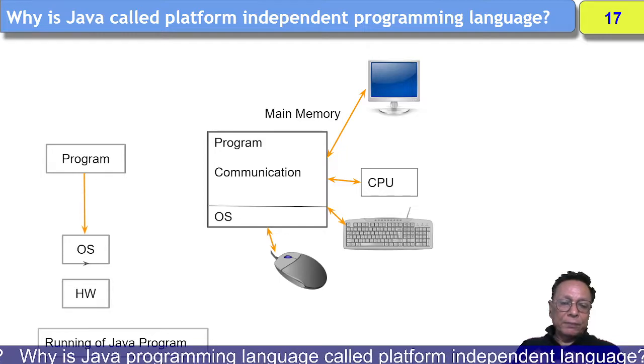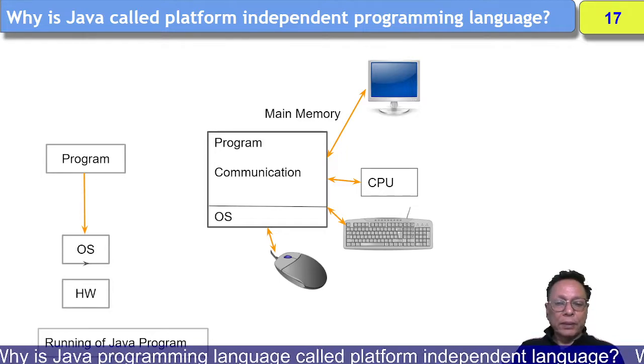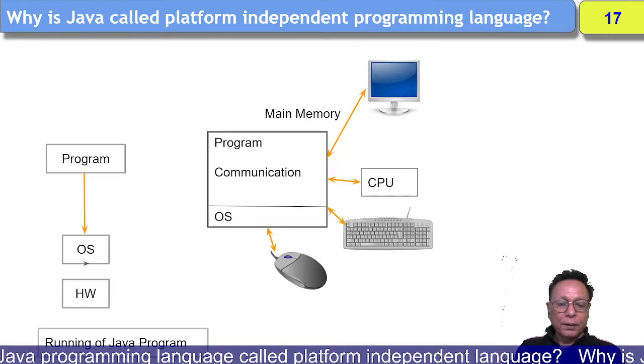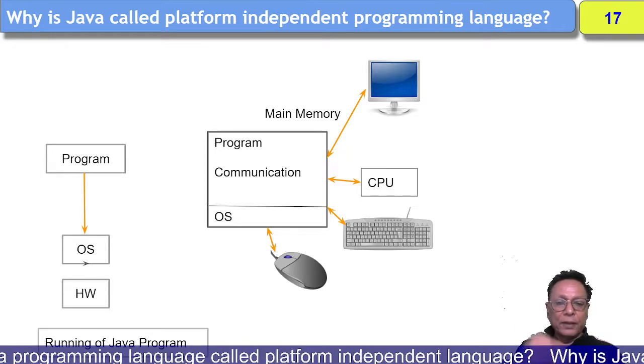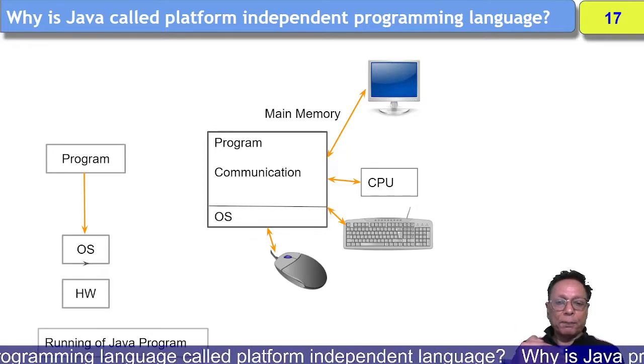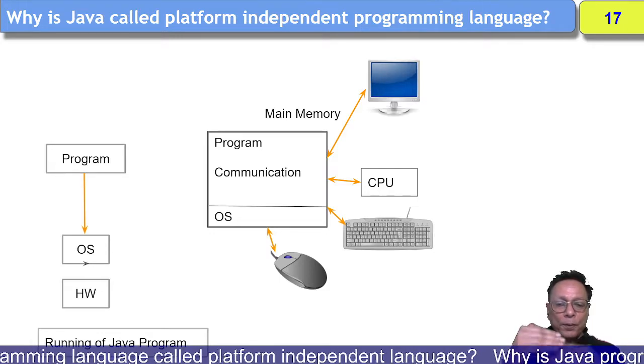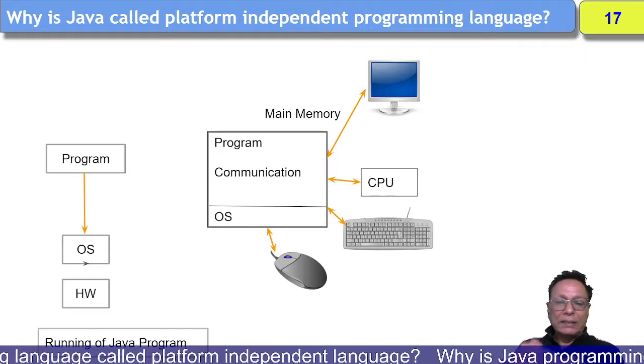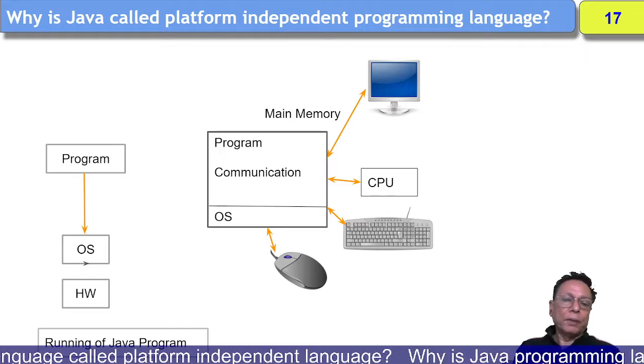So over here, it indicates that the operating system plays a very important role while executing the program. First is hardware, then operating system, then program. The operating system is responsible for every activity being executed inside the computer.